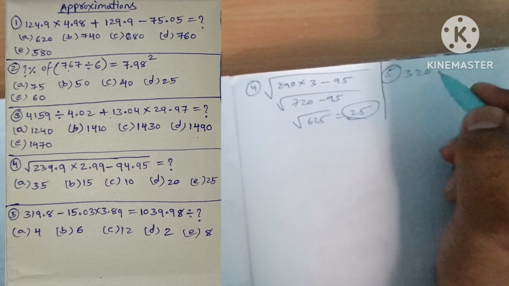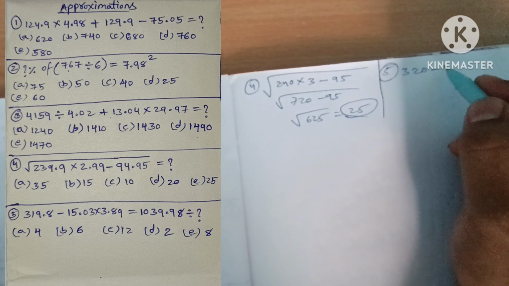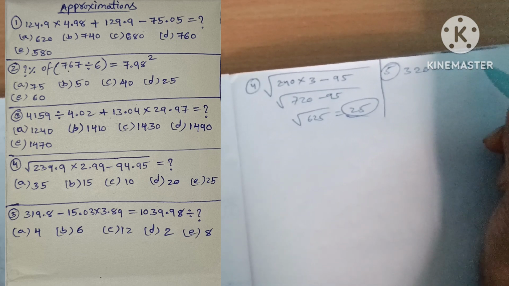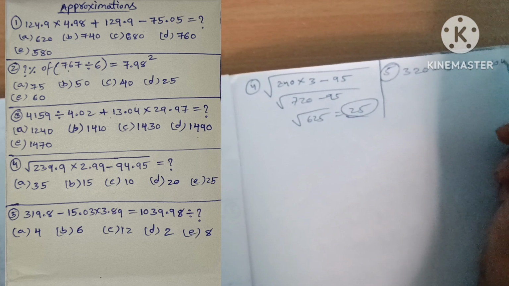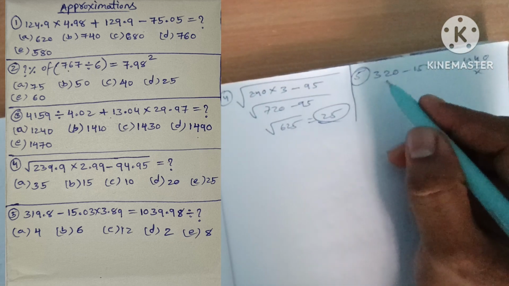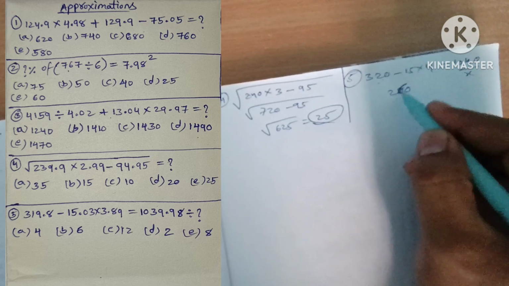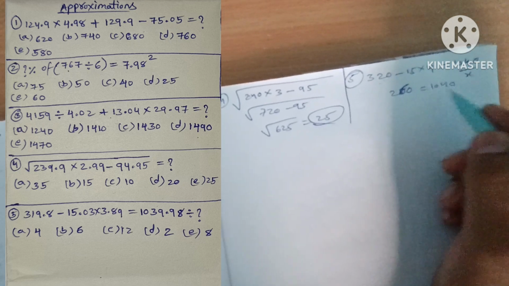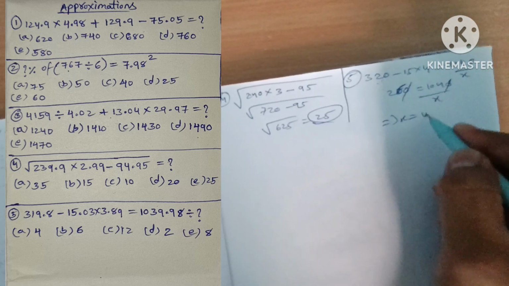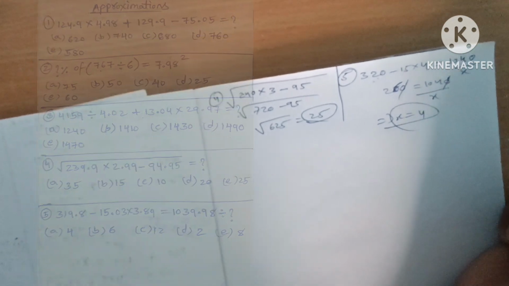Now the fifth one: 319.8 means 320 minus 15.03 into 3.89 means 15 into 4, 60, equals 1040 divided by question mark. 320 minus 60, 260 equals 1040 by x. Therefore x equals 4 times. This is our fifth question answer.